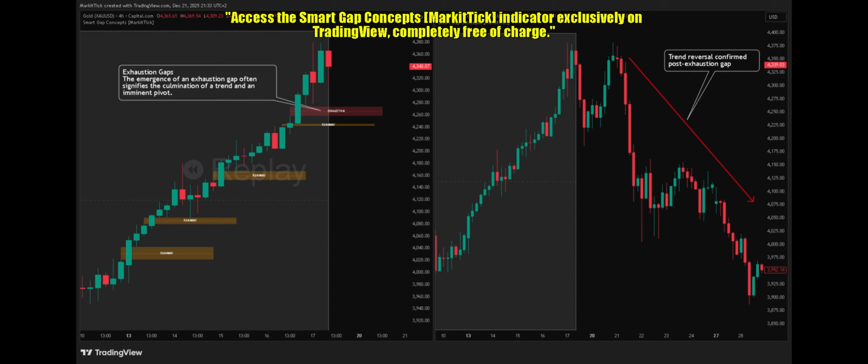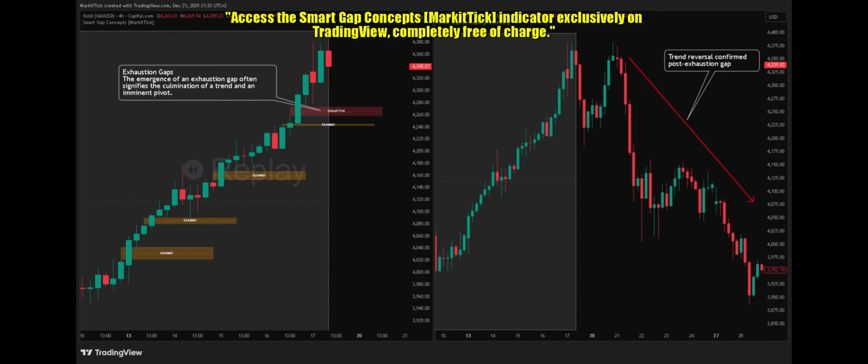Methodology. The script operates on a multi-stage logic engine. Gap detection. It first identifies the core imbalance where the low of the current bar does not overlap with the high of the bar 2 periods prior, for bullish gaps, ensuring the intervening candle represents a strong displacement. Structural analysis, breakaway gaps. The script monitors pivot highs and lows. If a gap occurs simultaneously with a close beyond a key structural pivot, it is classified as a breakaway gap. This signals the potential start of a new trend.